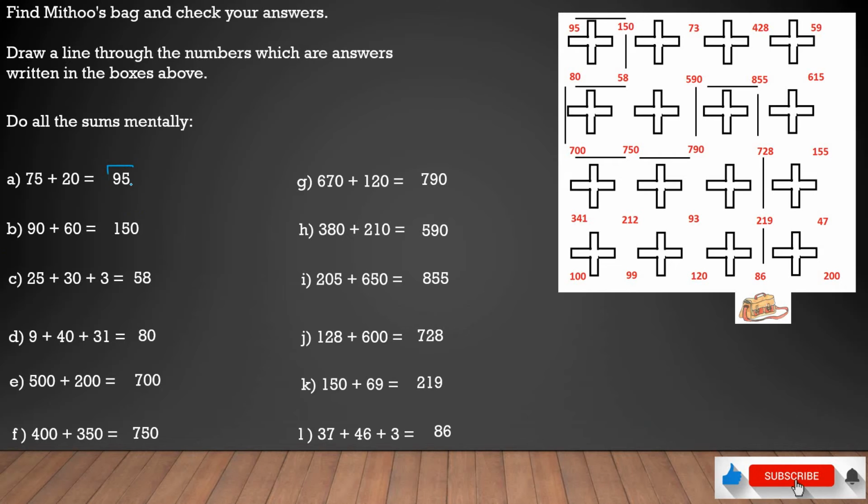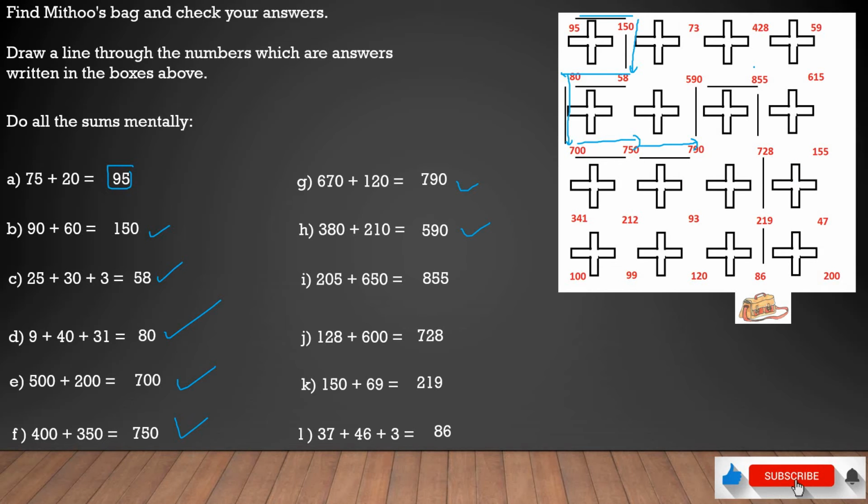Now if you start with 95, we'll start with this number. Next number is 150. So we'll trace the path, 150. Then we got 58. We are going to this side, 58. Then here is 80. We'll move to the left, 80. Then we get 700. We can trace this path here, 700. Then 750. So we'll move to this 750. Next number is 790. So we'll keep moving to the right side, 790.